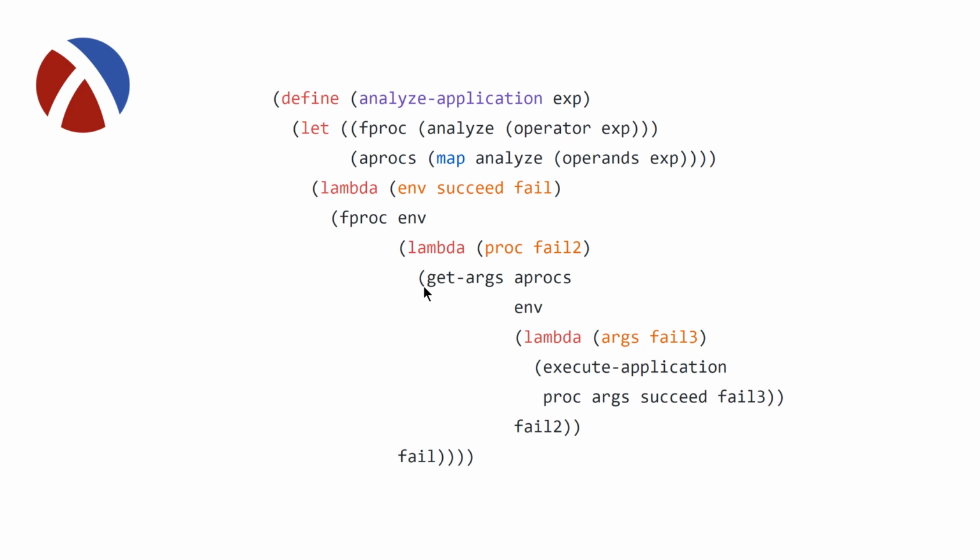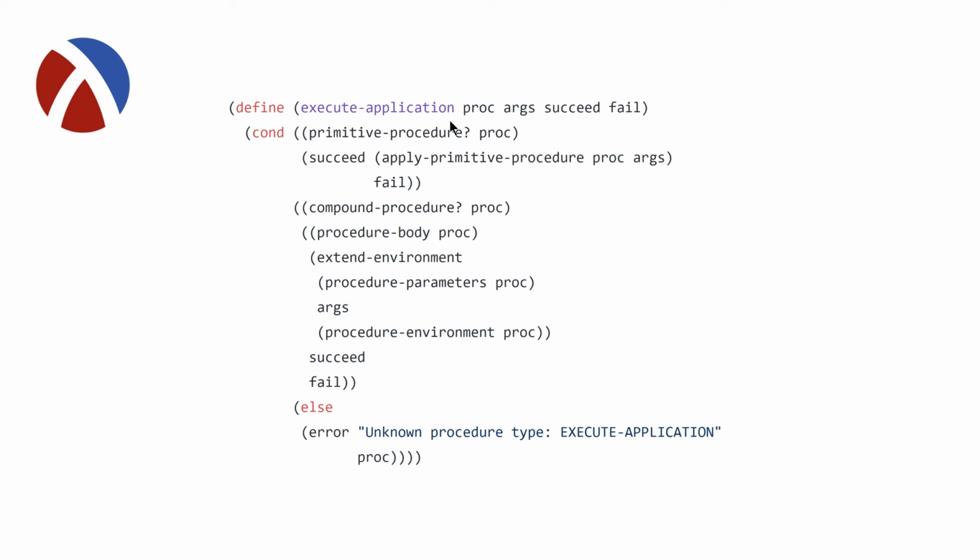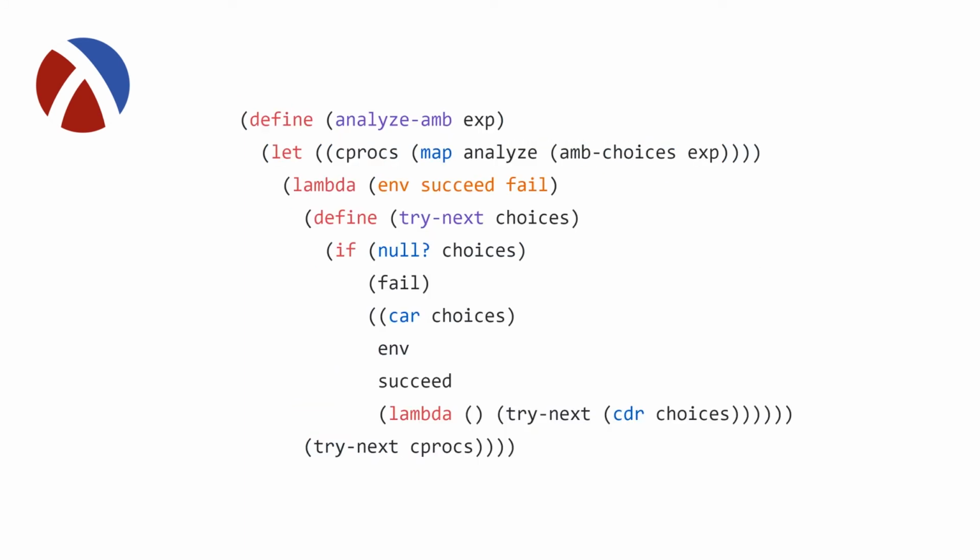We then have our analyze application, which here you can see is calling the execute application. Get_args is a helper procedure that's used inside analyze application. Execute application was the procedure that we just saw being called inside analyze application. And then here we get to analyze AMB. So this is the procedure that I said we'd pause at for the longest.